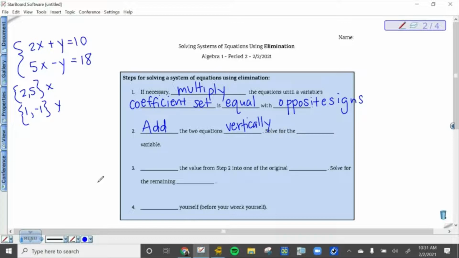And what I mean by that is saying, like, instead of doing 2 plus 3 equals 5, we want to add them vertically: 2 plus 3 equals 5. That's what I mean by vertically. But we're not going to be adding numbers together. We're going to be adding equations together. Okay, so you'll see more of that in a minute. And then solve for the remaining variable.